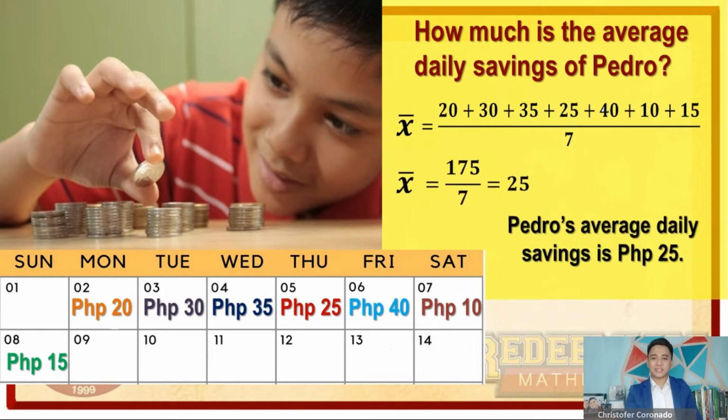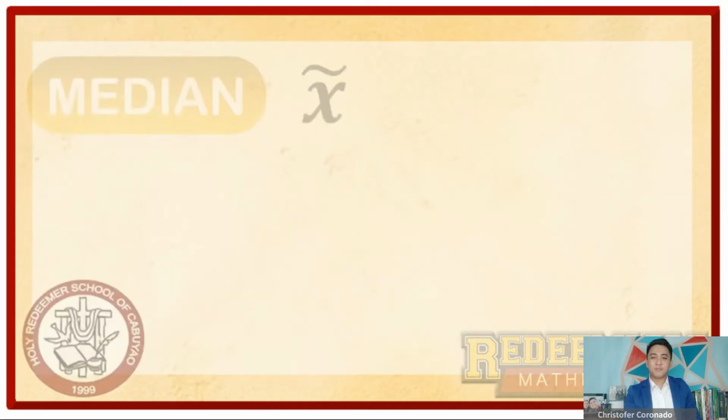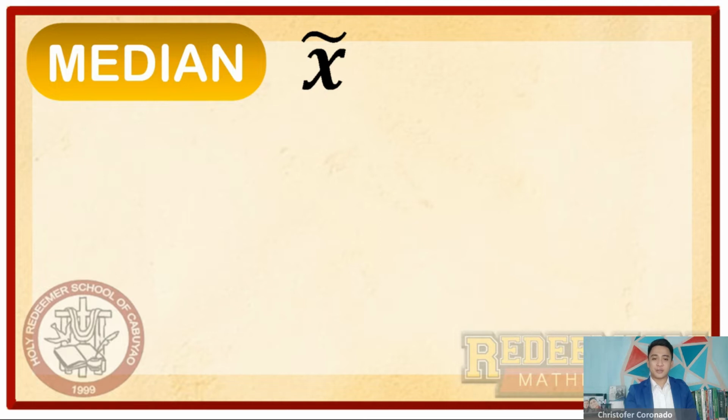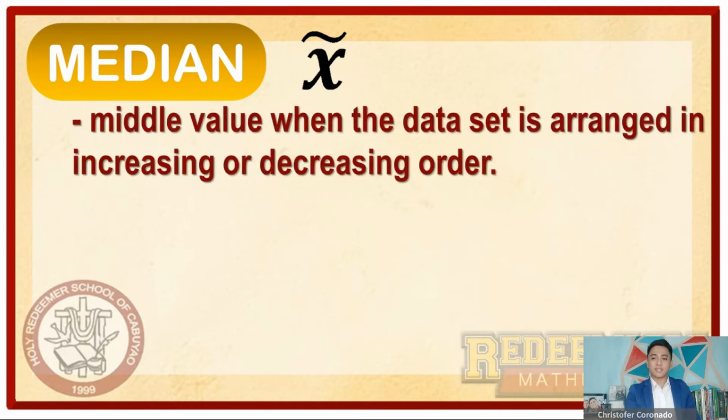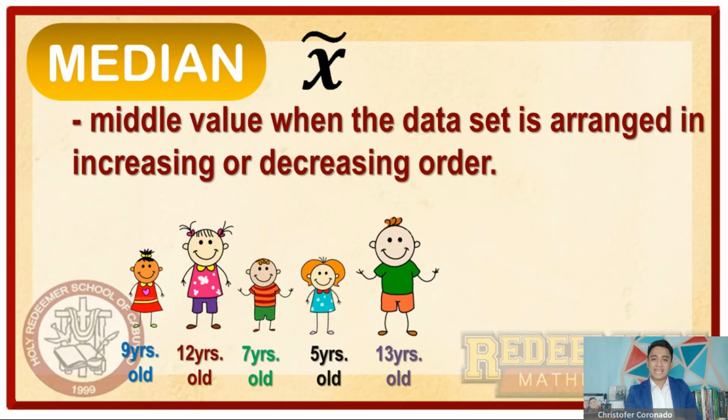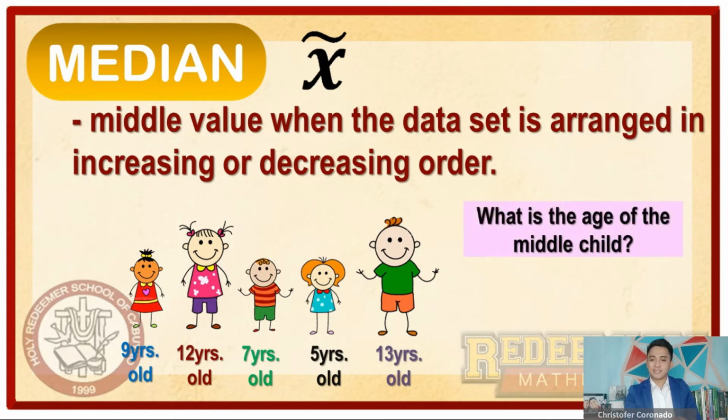After knowing what the mean is, let us now go to the median. Median represents the middle value of a set of data when arranged in either decreasing or increasing order. Say for example, the Jesus family has 5 children, aged 9, 12, 7, 5, and 13 years. What is the age of the middle child?